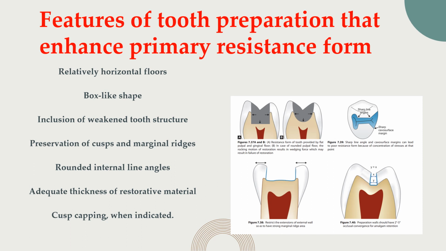And cusp capping, which is nothing but the reduction of the cusp when indicated. So ideally, the amalgam cavity's width is around 1/4th. When this cavity width increases, when it becomes more than 1/4th, we go for conditions like cusp capping. So when it is a little more than 1/4th, we can consider it. But when it is about 2/3rd, it is mandatory. So depending upon the case, it is considered or mandatory.